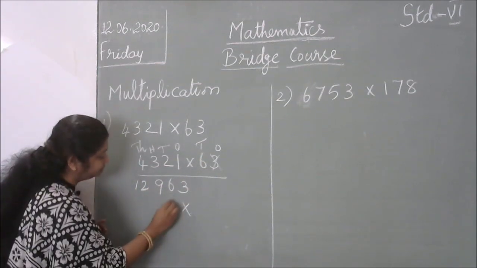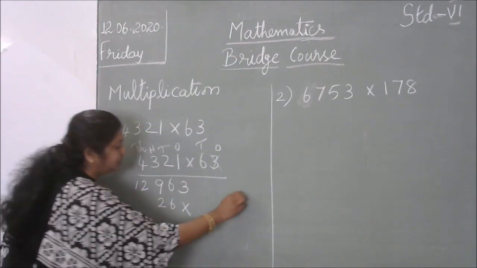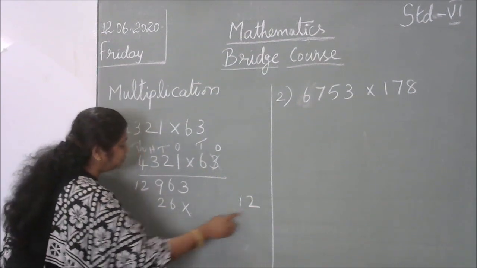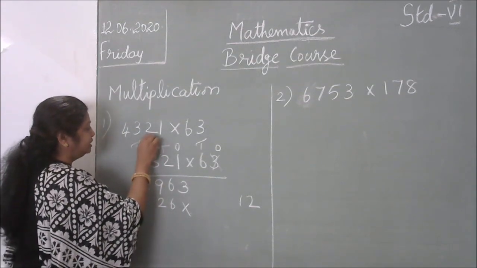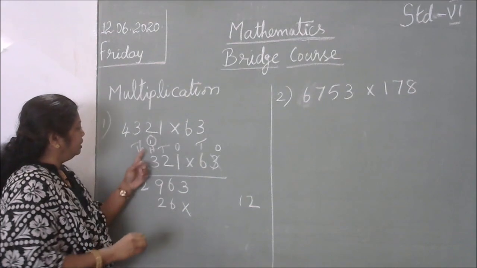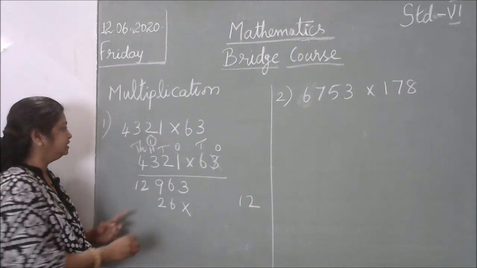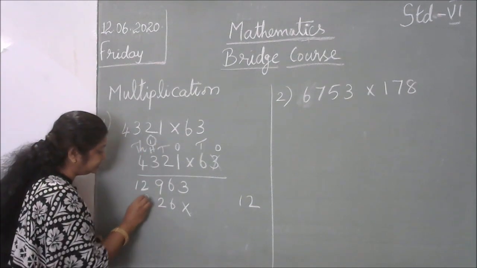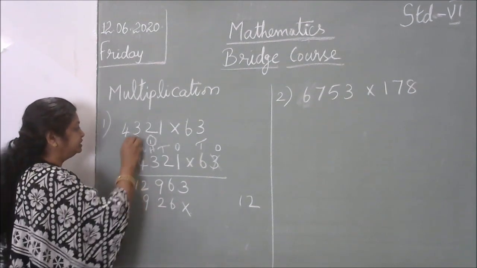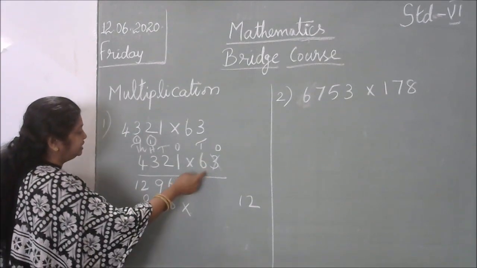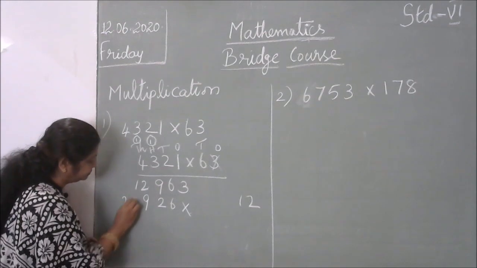6 1s are 6 and 6 2s are 12. 2 only in 12. This 2 only you should write here, and 1 you should write on top of this number. Okay. Then 6 3s are 18. 18 plus 1 is 19. 19, you should put the 9 here, and 1 you should write on top of this number. And 6 4s are 24. 24 plus 1 is 25.